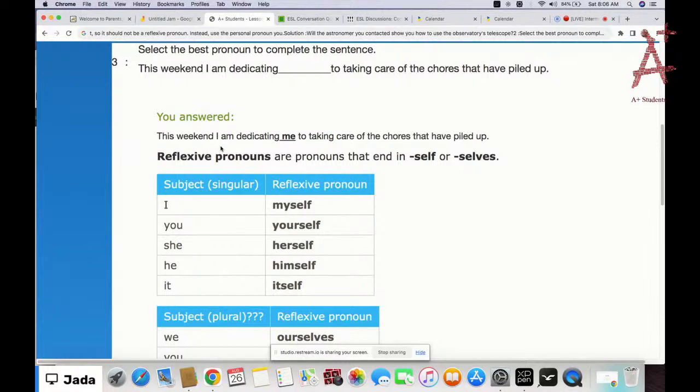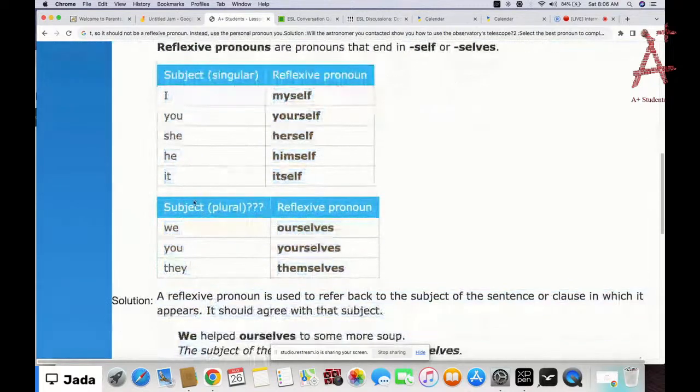So note that the reflexive pronouns are pronouns that end in self or selves. These are for the singular subjects. But when you have the plural subject like we, you, they, we is going to be ourselves. This is the plural. So for plural subjects, we is going to be ourselves, and then you, yourselves, they, themselves.